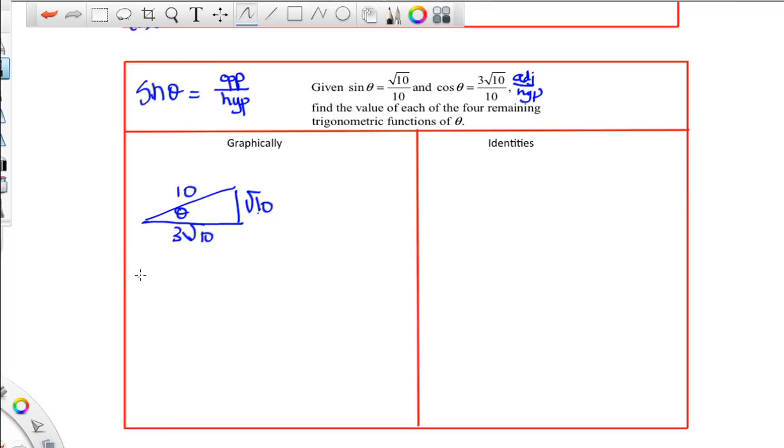What else did I want? So they said find the other 4, right? So the tangent is the square root of 10 divided by 3 square root of 10. So those cancel, that's just 1 over 3.